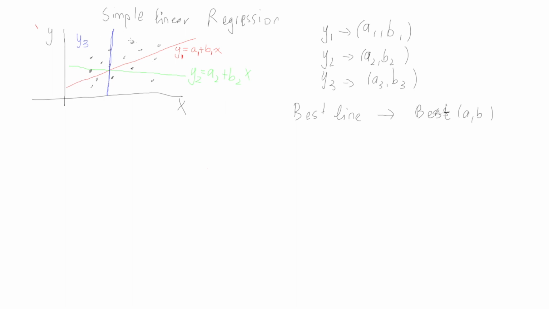Now, if I just look at this plot, I can probably tell that the red line, y1, is the best. It looks like it's fitting the data quite well. The green line is a bit worse, and the blue line is really bad, because the blue line doesn't capture anything about the data. So we need an idea of how to quantify that y1 is the best.